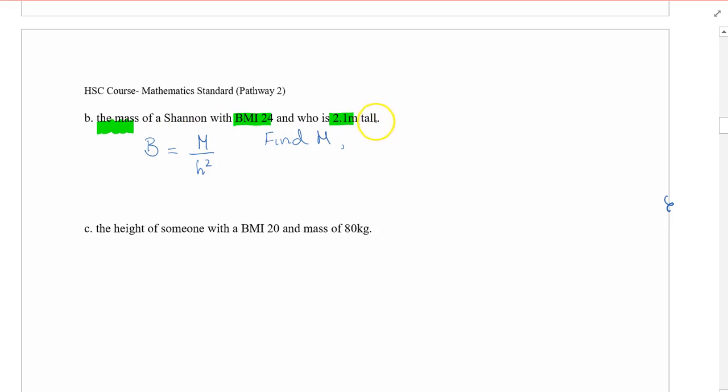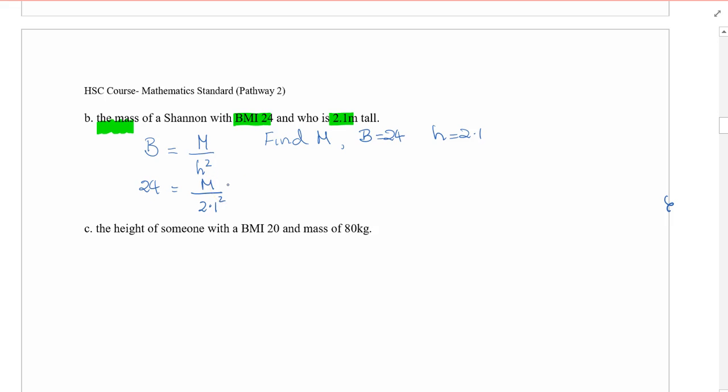So find m, b is already 24, and h is 2.1. So we can see that we need to substitute 24 into this spot. We're finding the m, and the h squared is 2.1, and it needs to be squared. So hopefully you can see we have an equation. We have only one unknown, it's the m. It's not by itself, so that becomes our next task. We need to get that m by itself.